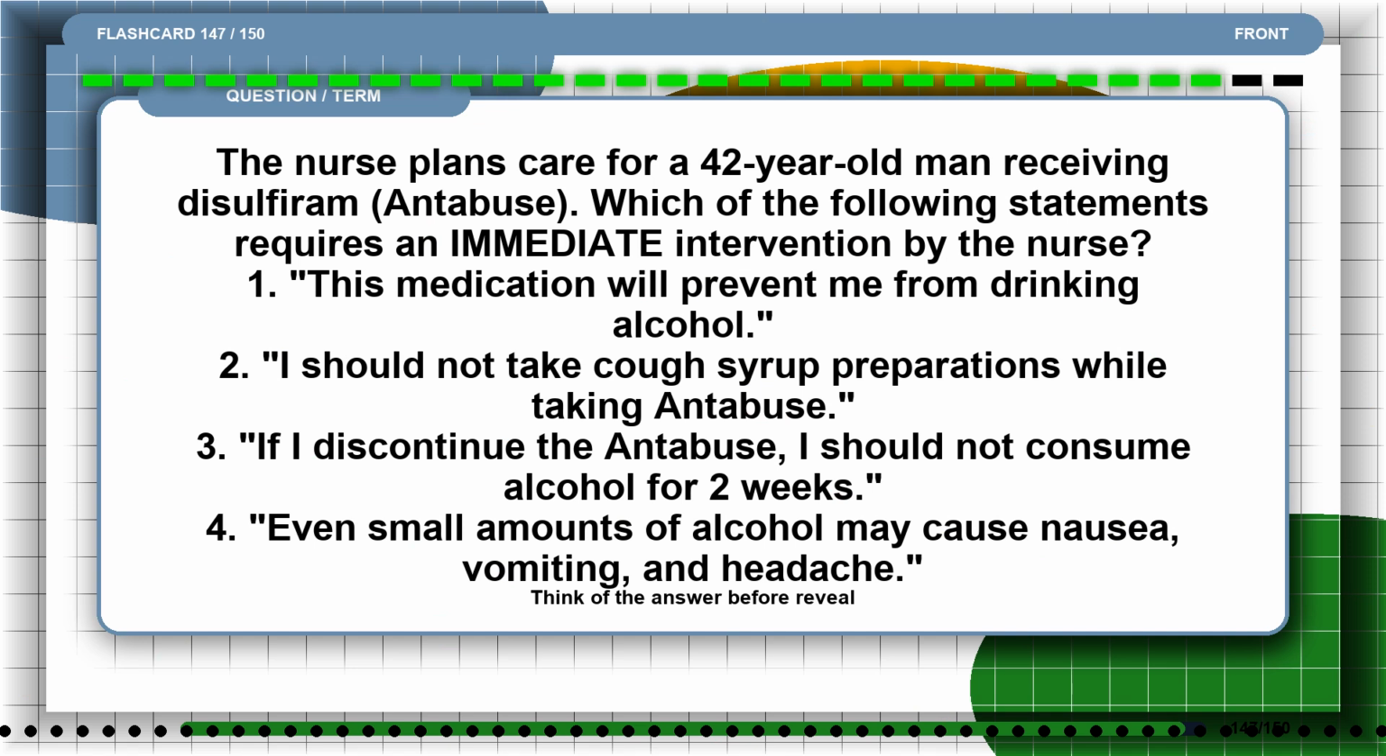Flashcard 147. The nurse plans care for a 42-year-old man receiving disulfiram (Antabuse). Which of the following statements requires an immediate intervention by the nurse? 1. This medication will prevent me from drinking alcohol. 2. I should not take cough syrup preparations while taking Antabuse. 3. If I discontinue the Antabuse, I should not consume alcohol for 2 weeks. 4. Even small amounts of alcohol may cause nausea, vomiting, and headache. Think of the answer before the reveal.